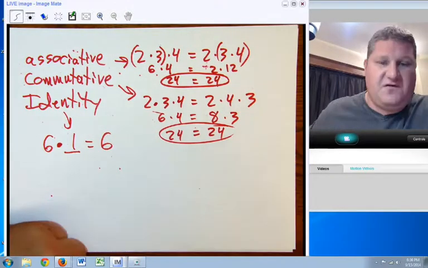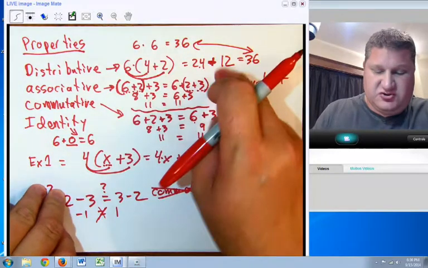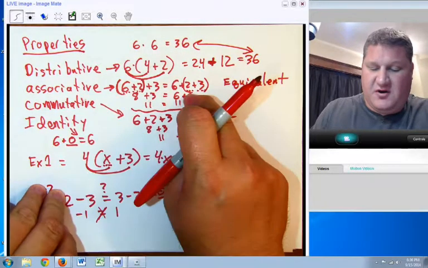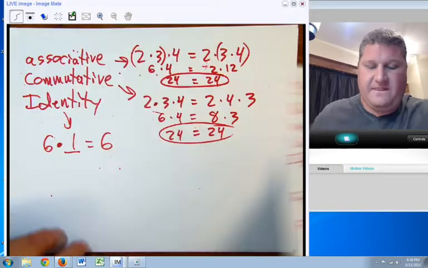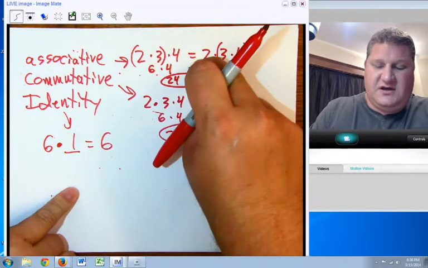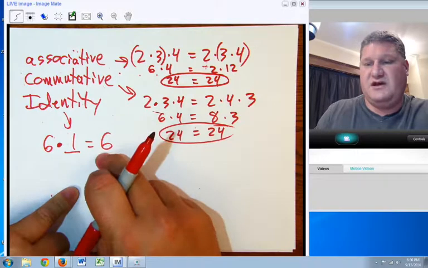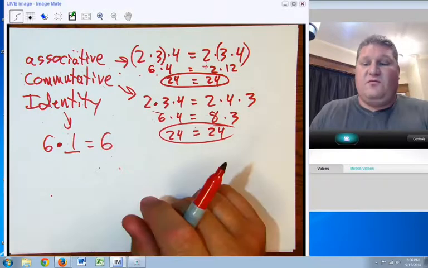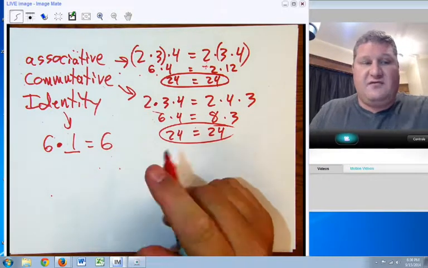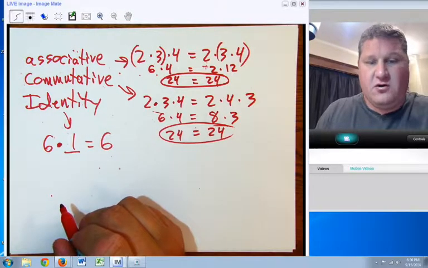So thus far we have the distributive property, associative property of addition, commutative property of addition, identity property of addition, associative property of multiplication, commutative property of multiplication, and identity property of multiplication. What I need you to do is the following examples and see if you can simplify, and when we go over them in class, you're going to have to be able to tell me what properties you use. So stay tuned for your problems.